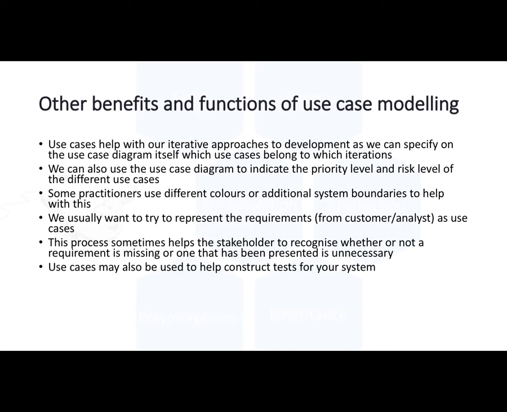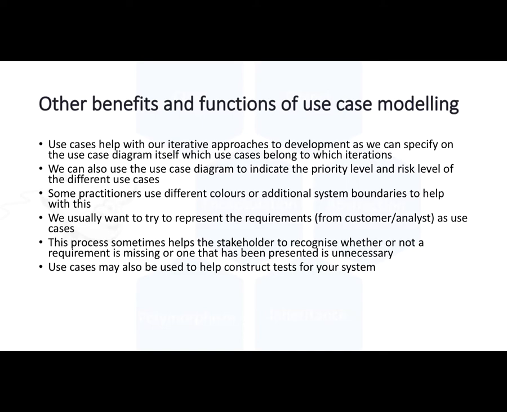We can use a use case diagram to indicate the priority level and risk level of different use cases. Remember, when we looked at requirements documents, for every requirement you should really specify a priority level. Right? In the software engineering course, we use basically a modified version of an IEEE template. But there are other templates.